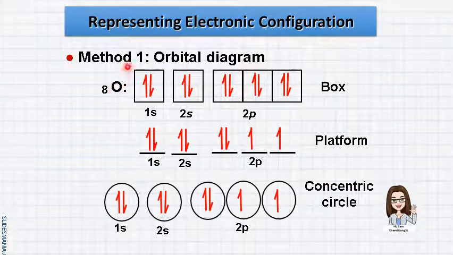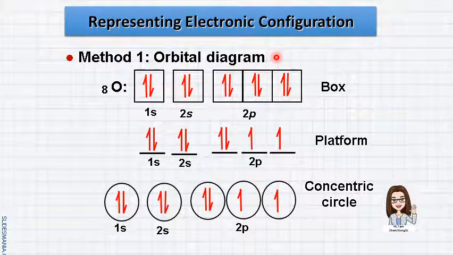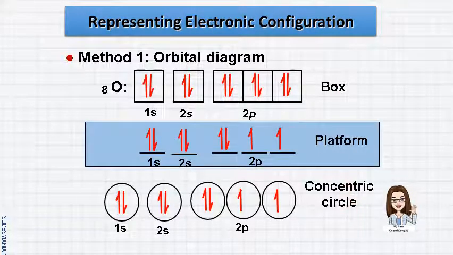The first method we use to represent electronic configuration is the orbital diagram. The number of electrons of an oxygen atom is 8, so we assign 1s 2 electrons, 2s 2 electrons, and then 2p has 6 electrons. We can represent them in boxes, platforms, or concentric circles, but I encourage every one of you to use the platform. This is the easiest one.